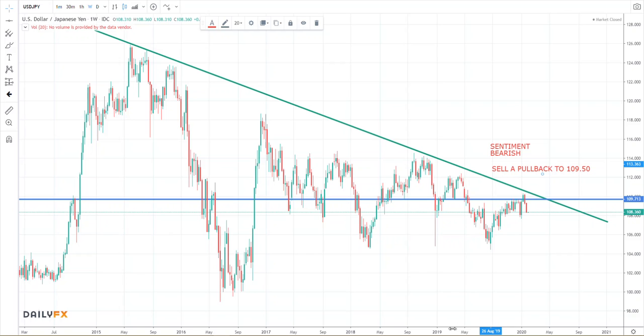This is your US dollar Japanese yen weekly analysis. The date is February 2nd, 2020. My sentiment is bearish on this pair, meaning the dollar losing value compared to the yen. Dollar is going to face some major opposition in the weeks ahead.